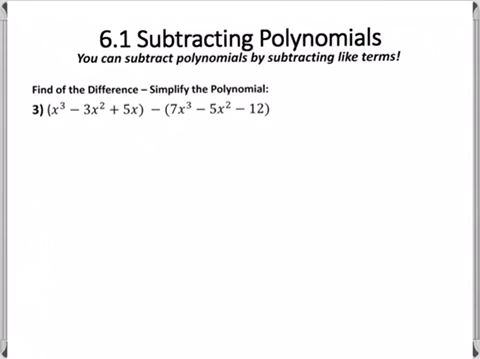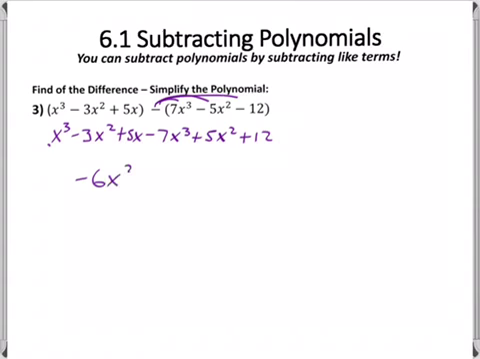Example 3, same thing. We'll start by distributing this throughout. So negative 7x cubed plus 5x squared plus 12. All right, so we're going to combine like terms. 1x cubed and negative 7x cubed become negative 6x cubed. Negative 3x squared, positive 5x squared become positive 2x squared. And then we've got plus 5x and then plus 12.